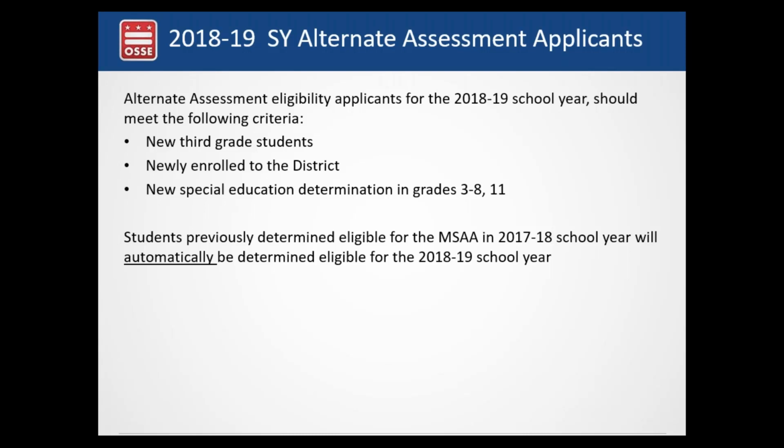Again, I just want to reiterate that students previously determined eligible for the 17-18 school year, which are visible in your Quickbase application, will automatically be determined eligible for the 18-19 school year. We can go to the next slide.